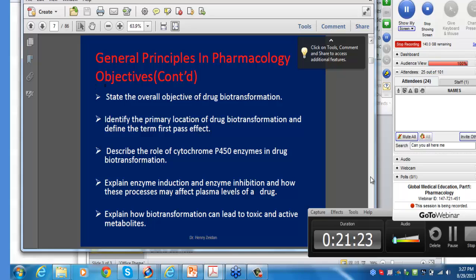Define what's meant by enzyme induction. We're talking about activation of an enzyme and what that has to do with P450 versus increasing the rate of its synthesis. And explain how these processes may affect plasma level of drugs. Drugs that can act as specific inhibitors for those enzymes. If you induce more of those enzymes, or you reduce those enzymes, you are dealing with drug-food interactions, drug-enzyme interactions.